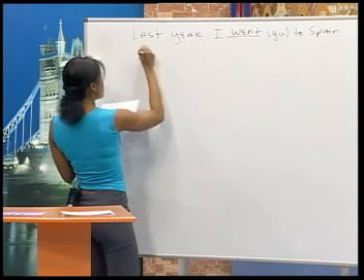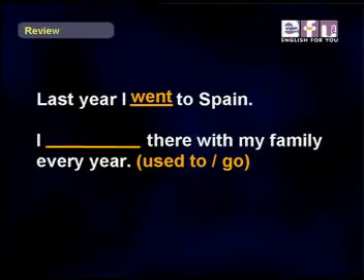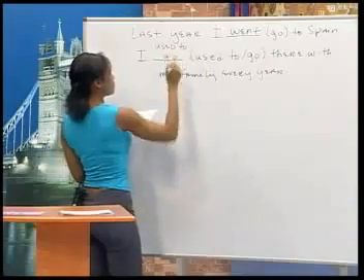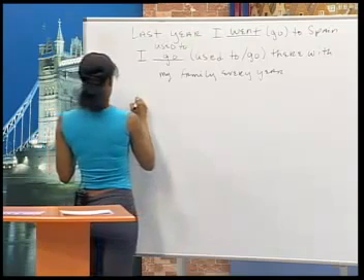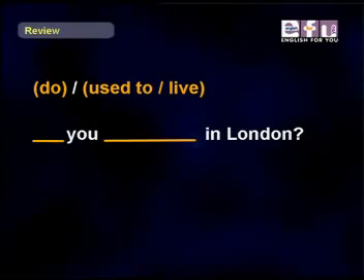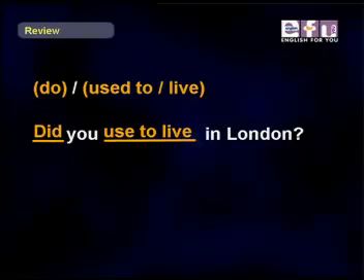Okay, this one's for you also, Alberto. I, there with my family every year. I used to go there with my family every year. Good. I used to go there with my family every year. Okay, now Sylvia. You, in London. Sylvia. Did you used to live in London? Did you used to live in London?